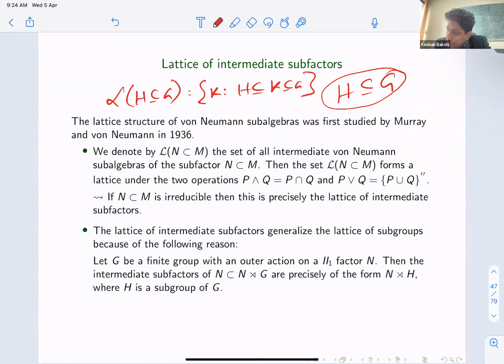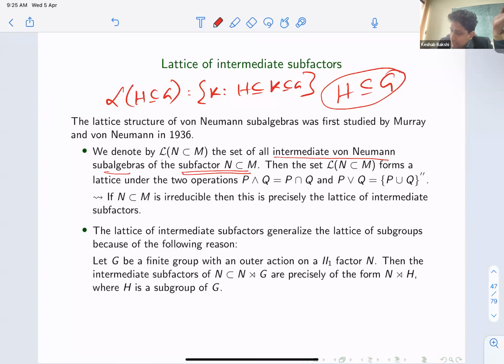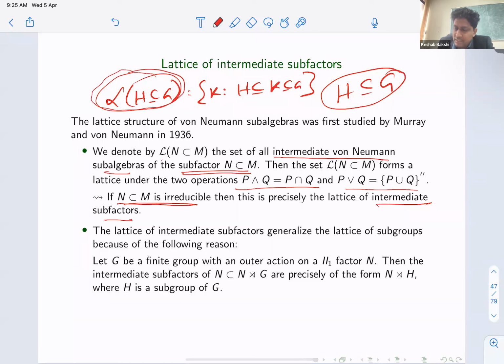Similarly, von Neumann started this lattice theory. Given a subfactor, any von Neumann algebra N subset M, let us focus on subfactors. The lattice L of N subset M is the set of all intermediate von Neumann subalgebras, and this forms a lattice, in fact a complete lattice under two natural operations. And if N subset M is irreducible, then this lattice will be an intermediate subfactor lattice, like this is the intermediate subgroup lattice.